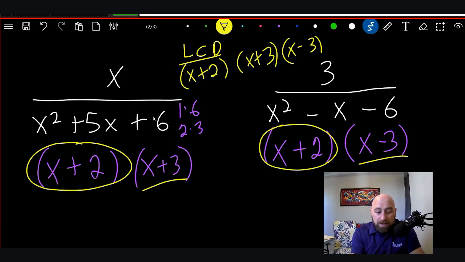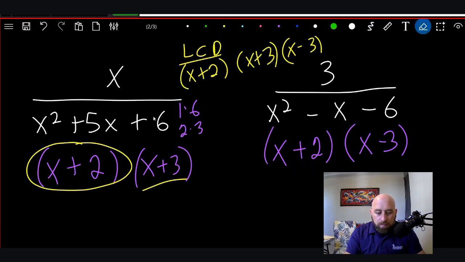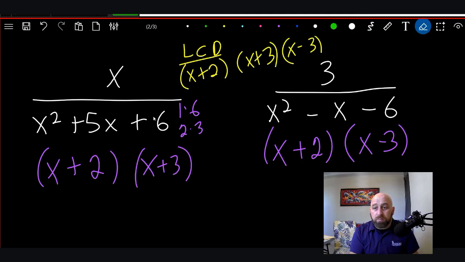There's a copy, x plus 2 here and x plus 2 here, so we're only going to take one of those x plus 2s. Don't put both x plus 2s up there. We don't need them both. All right, so let's go ahead and now go to the next step, which is to make our fractions.